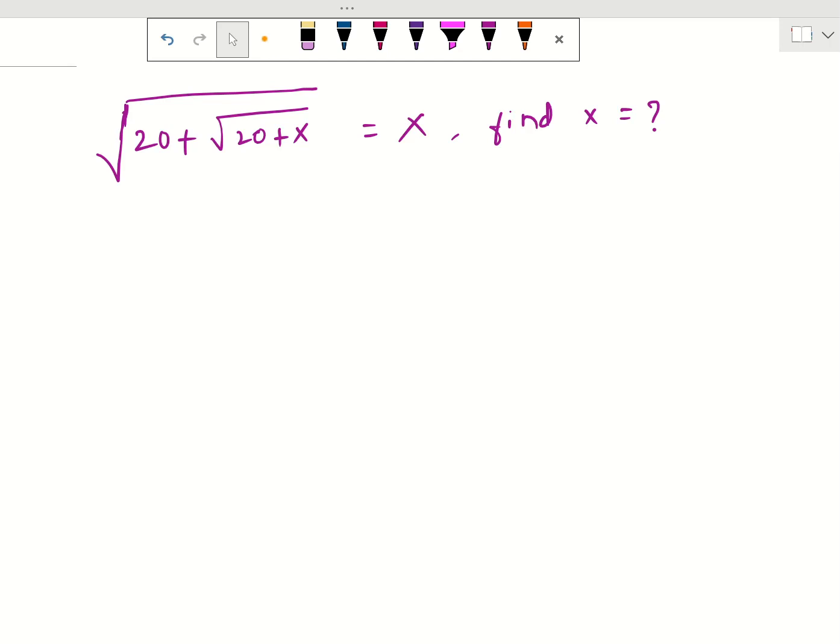Welcome to this maths questions. Here we need to find x. So from the given expressions, that is square root of 20 plus square root of 20 plus x is equal to x. Let's see the solution of this given expression.